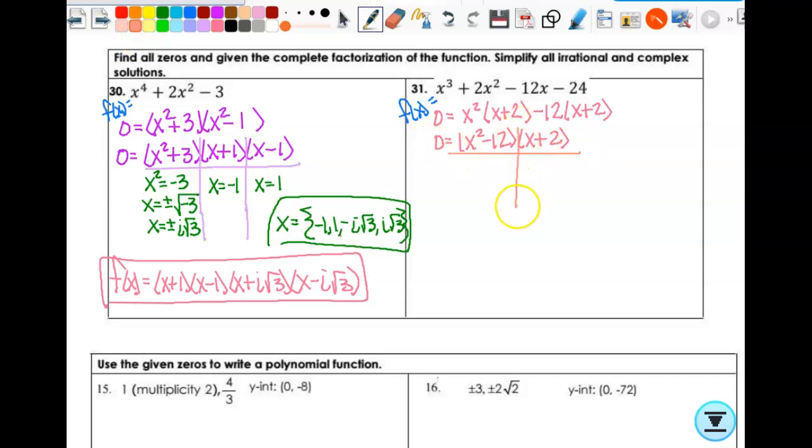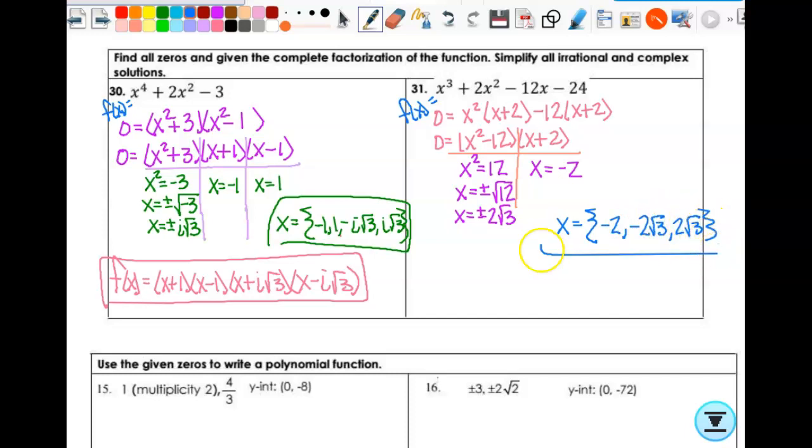So I'm going to come in here and find my zeros. This means I'll get x squared equals 12, so x equals plus or minus the square root of 12. I have to be able to simplify that square root, and that is 2 square roots of 3. And then x equals negative 2 is what I'm trying to say. All right, so then my zeros are negative 2, negative 2 square root of 3, and 2 square root of 3. There are my zeros.